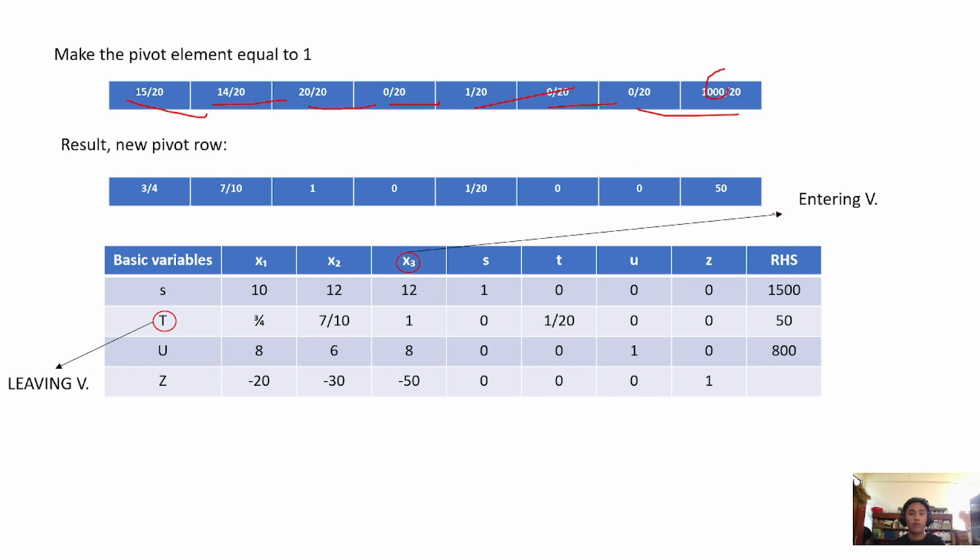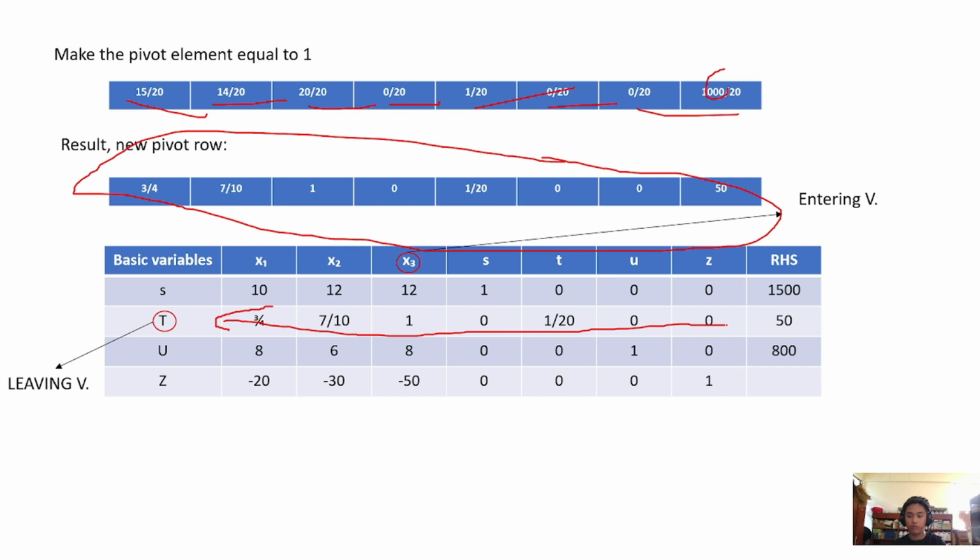Then, ito makukuha mo after dividing the pivot element niya po. After dividing it, if makuha yung result, i-substitute mo din dito, ma'am. Then, ito yung magiging entering variable natin and this is our leaving variable.